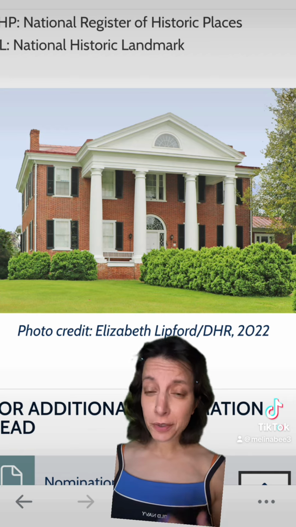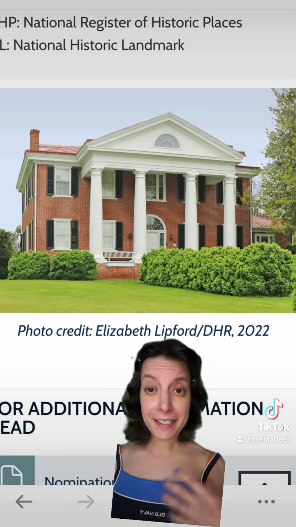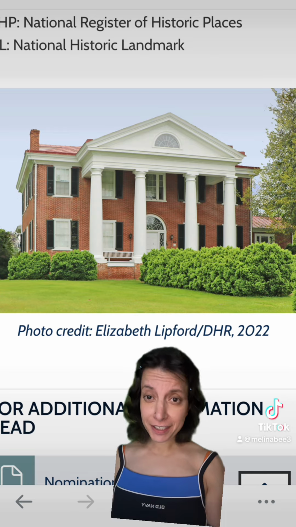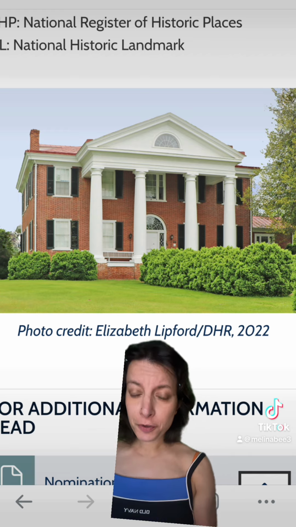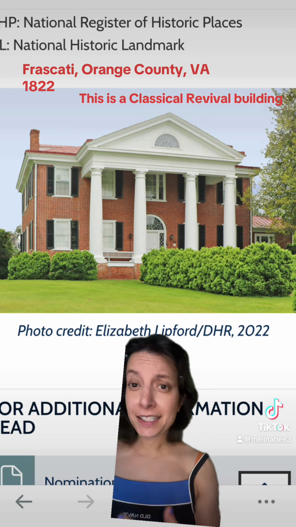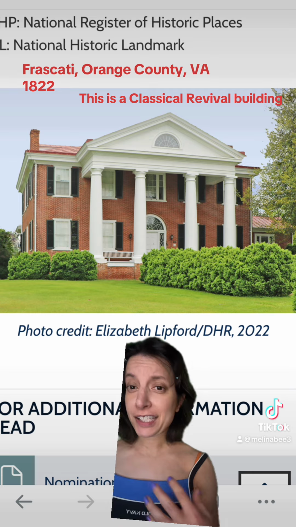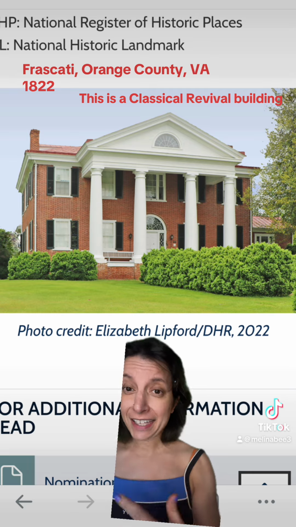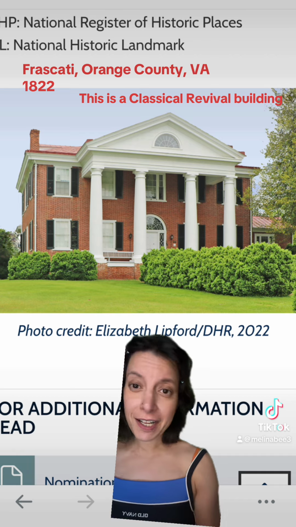Chronologically, classical revival architecture coincides at the same time as federal style architecture, which was also heavily inspired by Roman forms. So it's easy to confuse the two, especially because often classical revival details might be added to an earlier federal or Georgian style building.